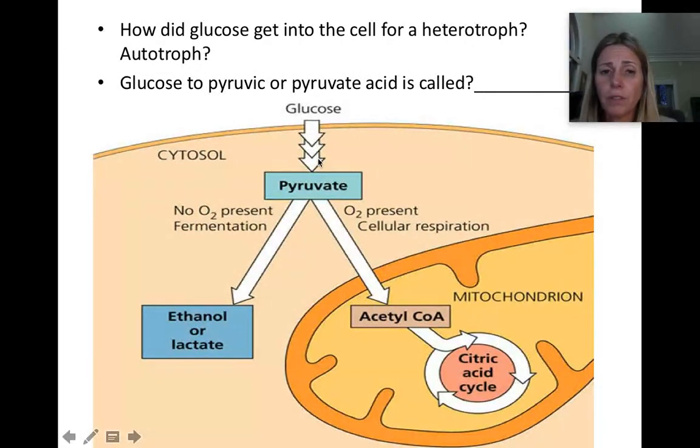It's very small, can fit through the cell. And here's the mitochondria kind of blown up. And glucose is actually broken down into 2 3-carbon sugars called pyruvate. Now, if there's no oxygen, we'll talk about this later, ethanol or lactic acid is made. If oxygen is present, then it's going to go through the process of aerobic respiration. This process right here of glucose being split into 2 pyruvates is called glycolysis. That's the splitting of sugar.